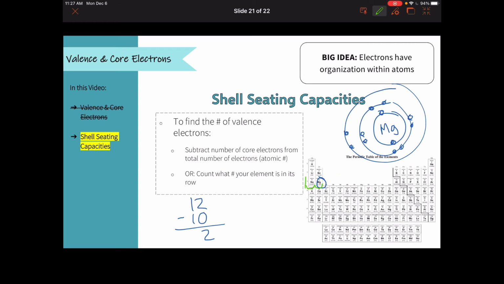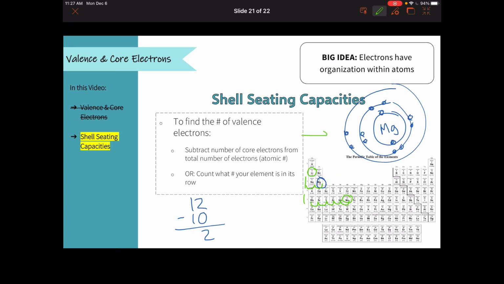I'll give you another example of doing that because it's a little weird. So molybdenum is number 42, but it's the 6th element in its row. Start at rubidium and count 1, 2, 3, 4, 5, 6. Molybdenum will have 6 valence electrons. Lithium is the first element in its row. It'll just have 1 valence electron.